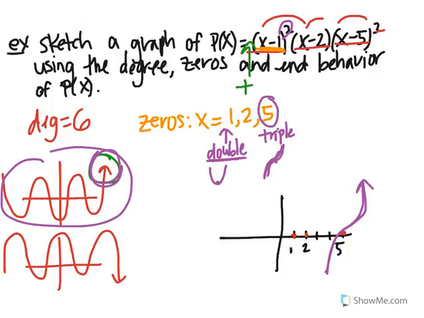And then at 2, it is an odd degree, so it's going to slice through. And then at 1, it's going to turn and bend and go up something like this because of the double 0. Anytime it's a single, it slices through. And then if it's 3, 5, 7, or larger, it's going to bend at the 0. So that would be my graph.